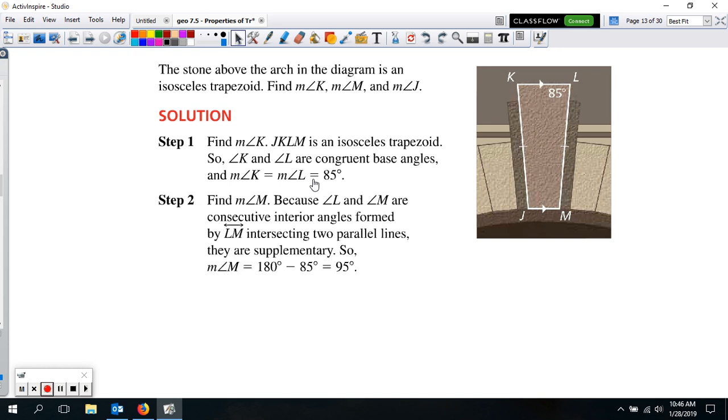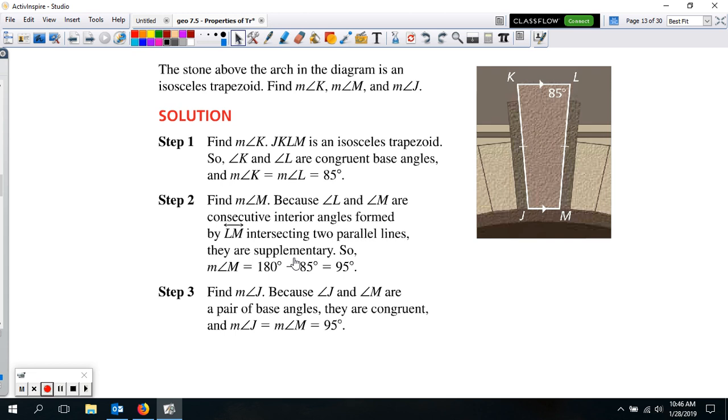And then the second thing to see is that these are consecutive interior angles, because we have parallel lines and these are transversals. Consecutive interior angles are supplementary, so they're going to add up to 180. If we take 180 minus 85, that gives us 95 for these other angles down here. So J and M are both going to be 95. So that's all that would be.